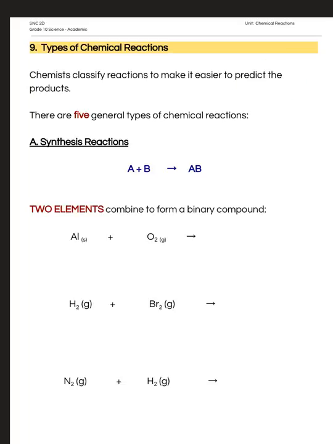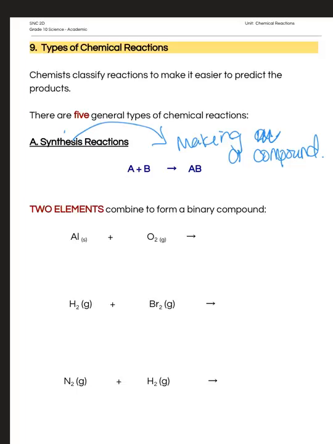So chemists, including you guys as grade 10 science students, can predict what's going to happen based on 5 general types of chemical reactions. And the first one is called a synthesis reaction. So synthesis happens all the time. We can do it organically or we can do it in a lab. And synthesis just means that we are making something. Making a compound.